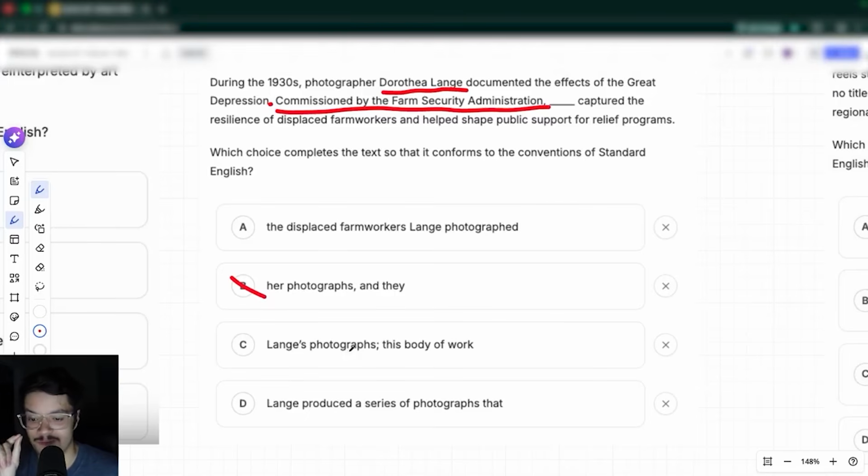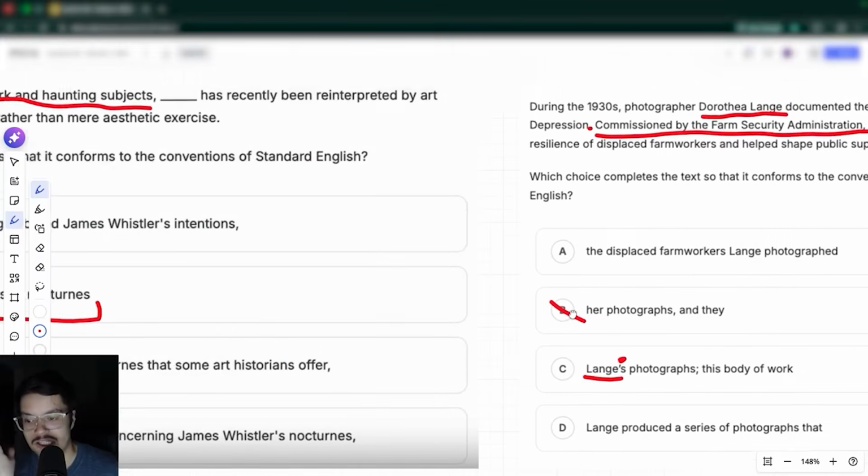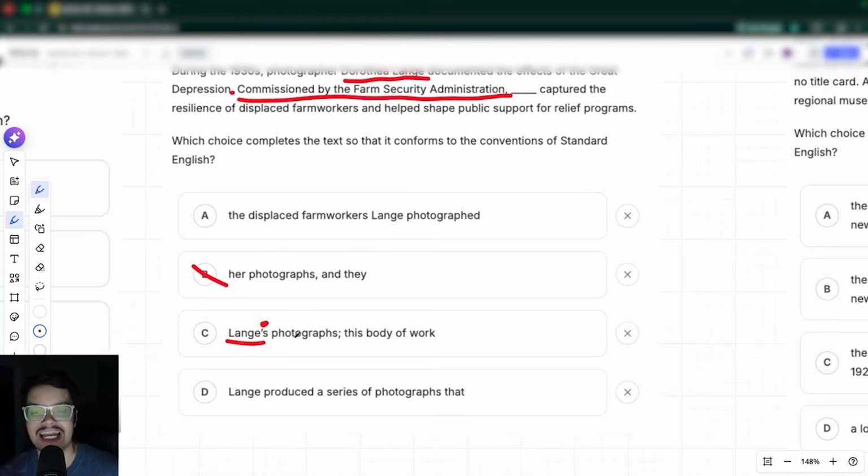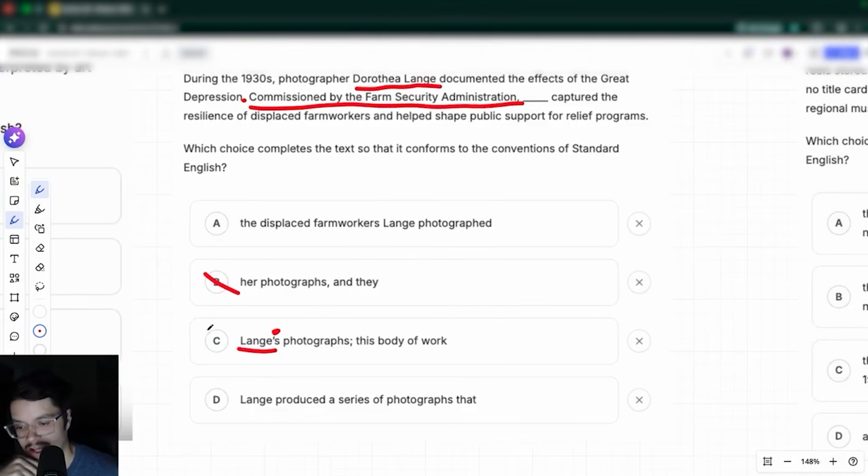Lange's photographs. You may be confused on this because you do have Lange here, but we have the apostrophe S. Remember what I said for this one: when you have the apostrophe S, you have to look at the thing right after it for the subject. So photographs, again, they're not going up to pictures and yelling at them. So therefore, Lange is the person who they commissioned. So D would make the most sense.